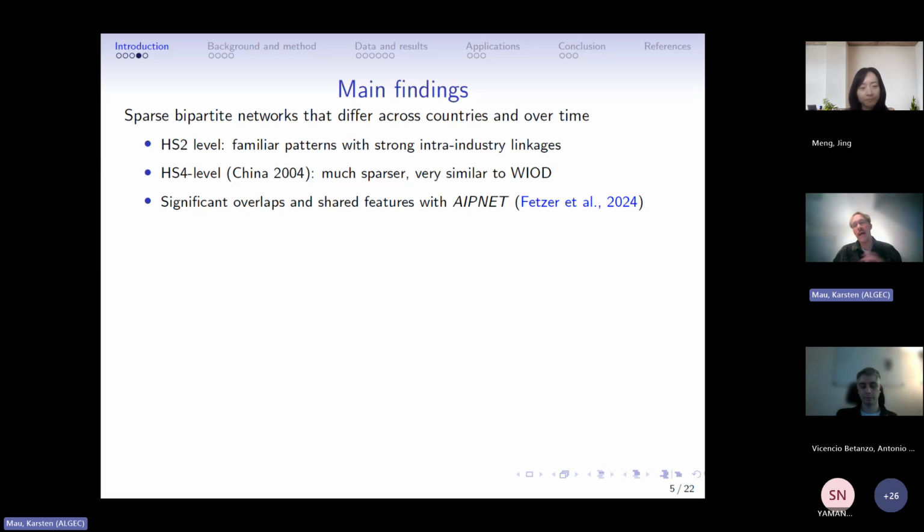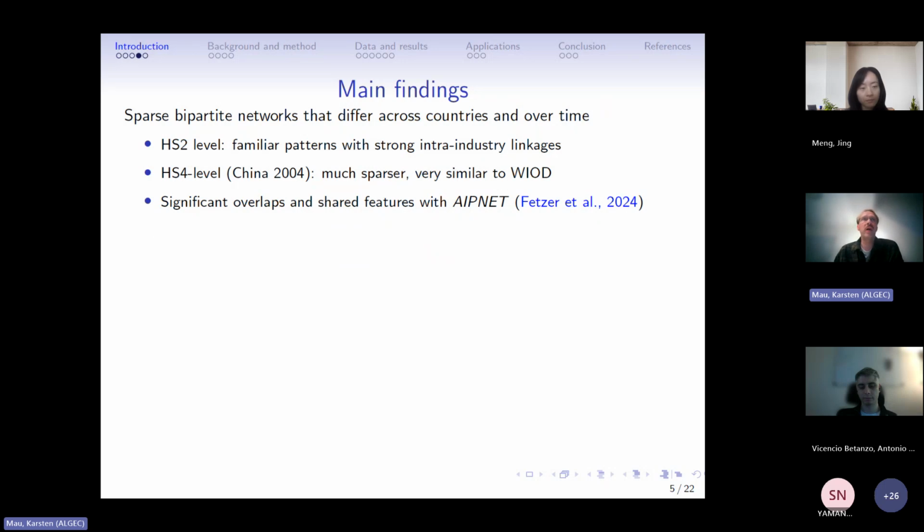But of course, when we aggregate it more, for instance to similar levels as the WIOD input-output database data, then we also see some familiar patterns, such as this very prominent diagonal where we see a lot of intra-industry transactions. This we can also replicate with our data when we aggregate it.